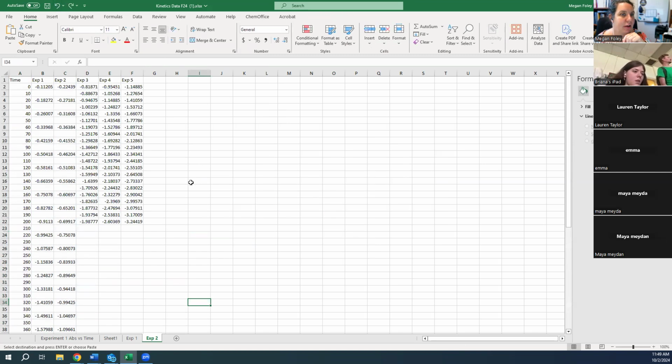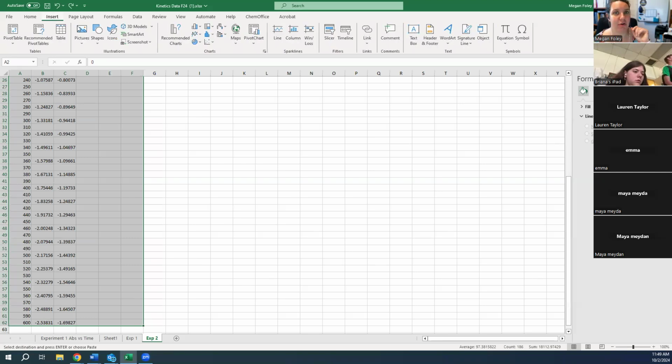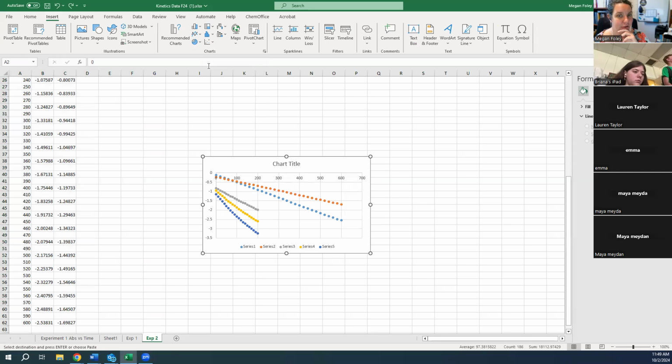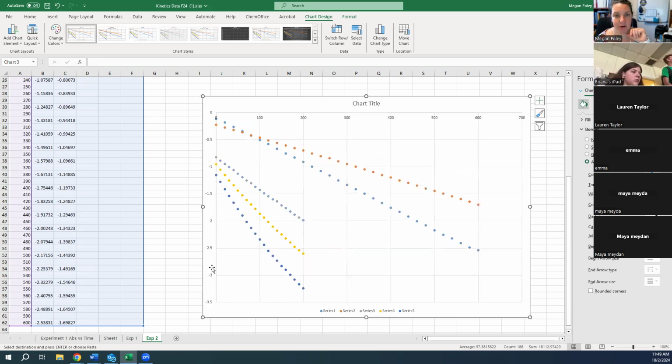Okay. So we are going to take from A2 all the way down. We're going to select all the data we just put in here, and we're going to insert a scatter plot. And we should get all of our data points on this one graph. I'm gonna make this way bigger so I can see it.